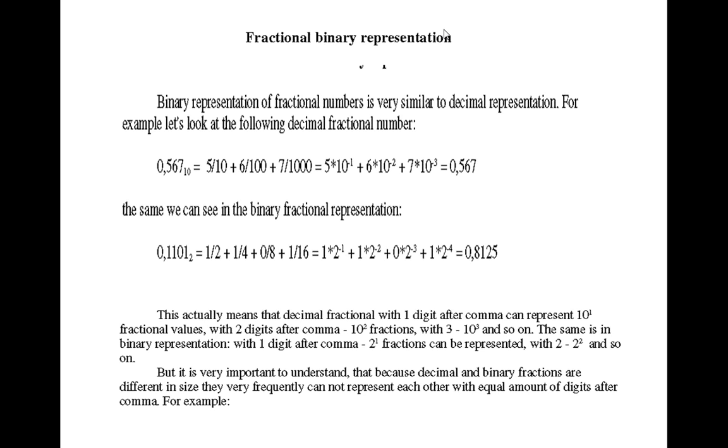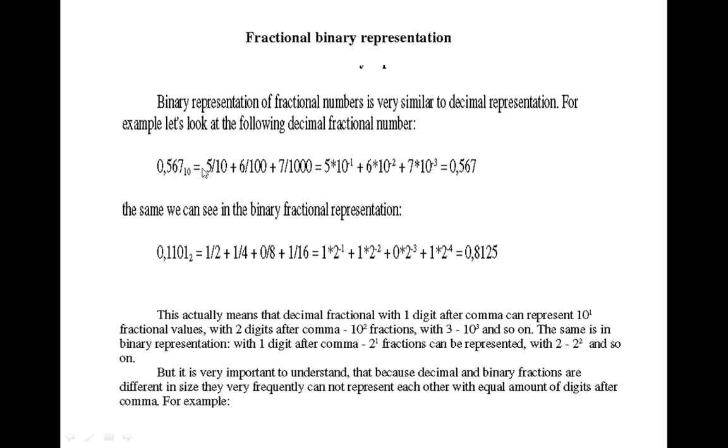For example, let's look at the following decimal fraction number. This is 0.567 base 10. If I want to represent 5, after the point this is 5 by 10, then it goes to the next place, that is 6 by 100, then to the next place, that is 7 by 1000. If there is another digit, then 10,000, and so on.